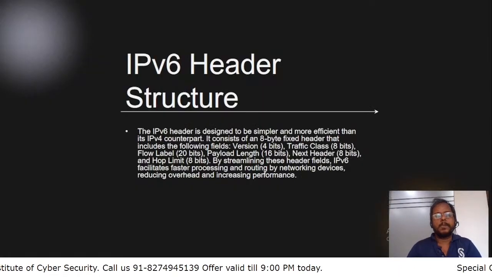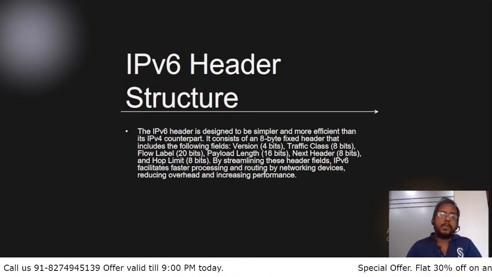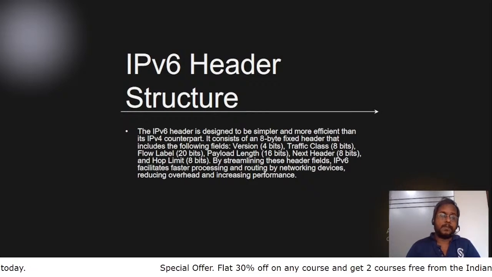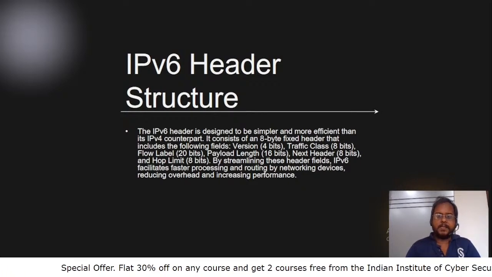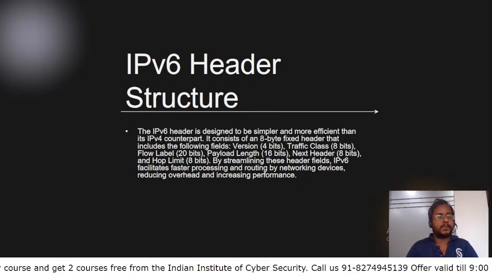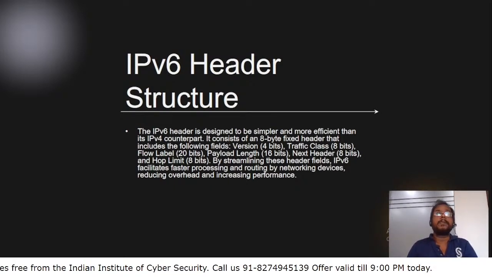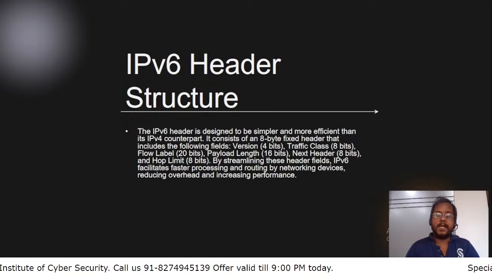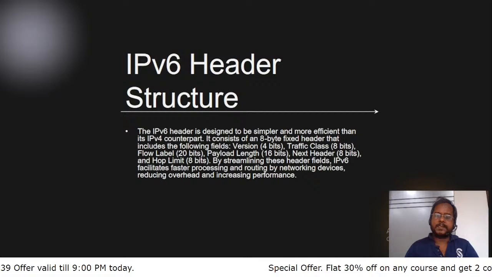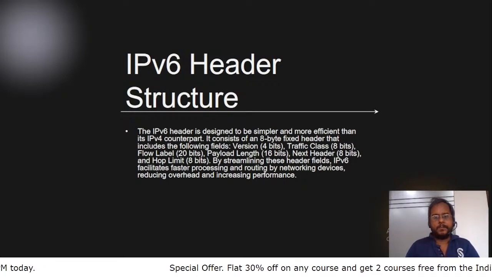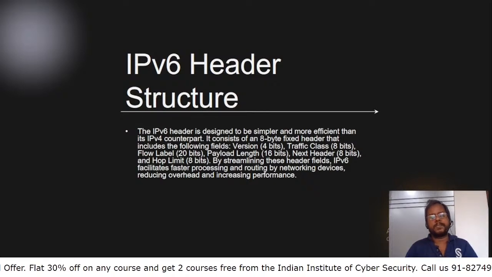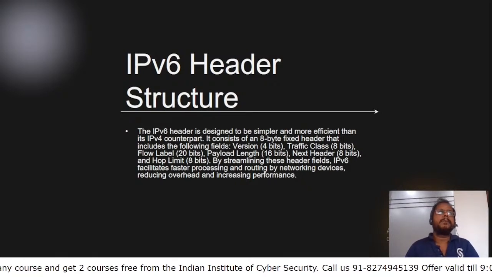If you compare the IPv6 header structure with the IPv4 header, the IPv6 header is designed to be simpler, and it consists of a fixed header that includes the following fields: version, which is 4 bits long; traffic class, related to QoS or quality of service, which is 8 bits long; flow label; payload length, which is 16 bits; next header, 8 bits; and hop limit, 8 bits. So by streamlining these header fields, IPv6 facilitates faster processing and routing. So it is simpler than IPv4 according to the header structure.